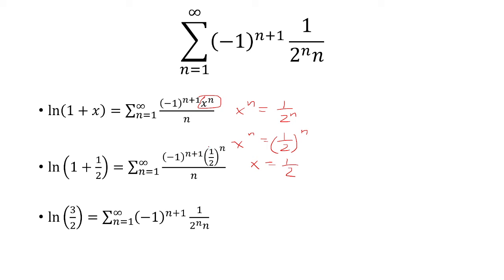And then on the right here, I'm going to separate the negative 1 to the n plus first power, and then the 1/2 to the n. So right now it's 1/2 to the n over n. That can be rewritten as 1 over 2 to the n over n, which is 1 over 2 to the n times n. And so the final answer is ln of 3/2 is equal to this sum.